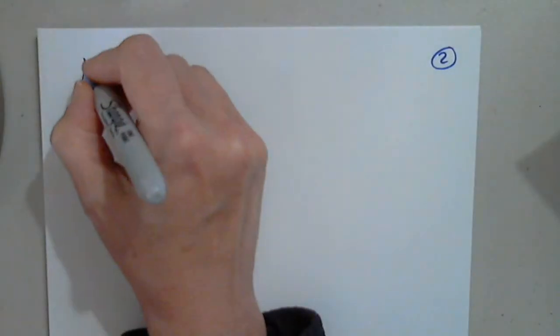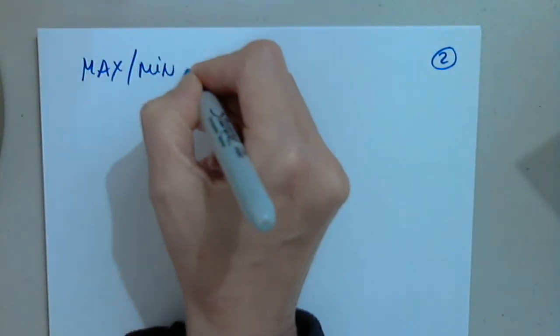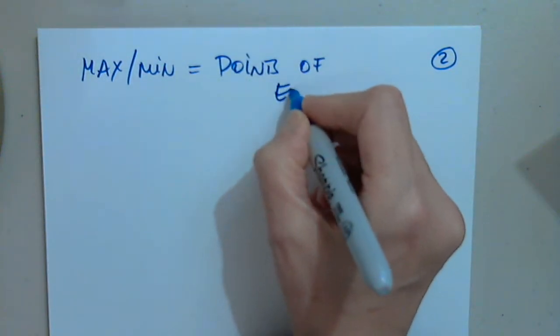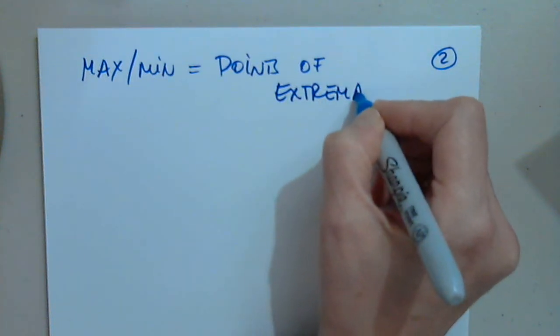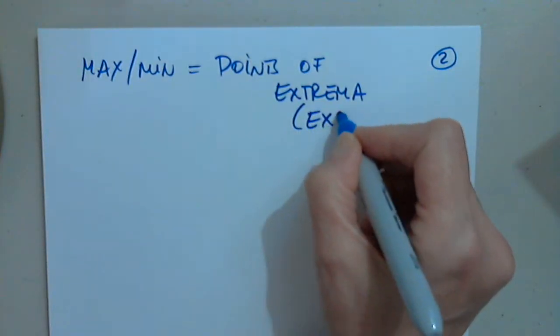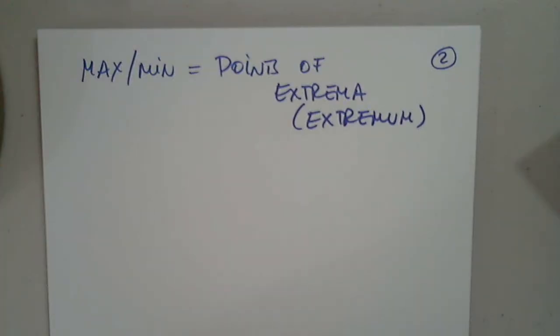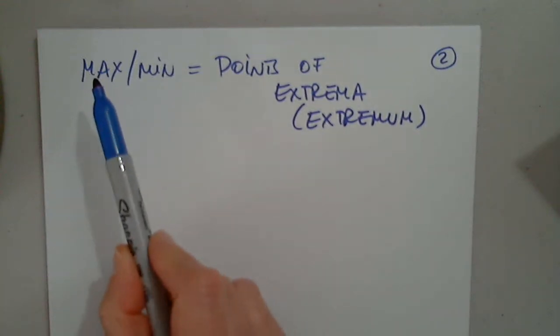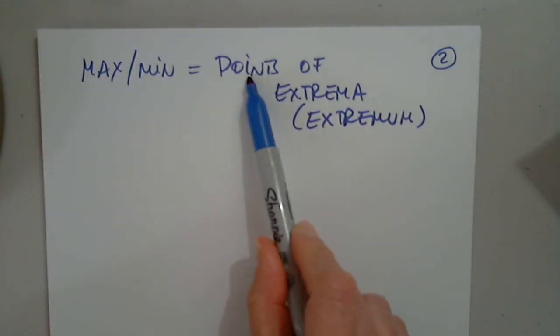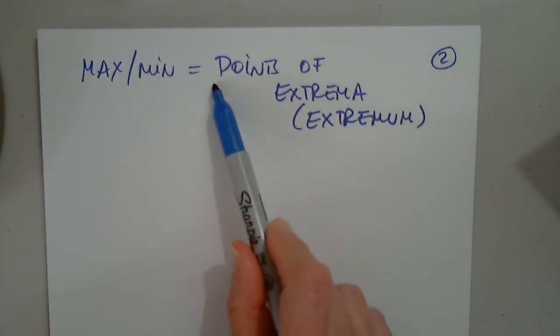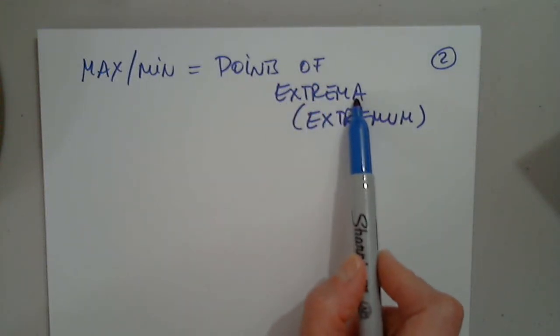Okay, max-min, on my page 2, are also called points of extrema. Singular, extremum. So if we talk about max-min, we can also talk about points of extrema. Same thing. Finding max-min for a function or finding the points of extrema is the same thing.